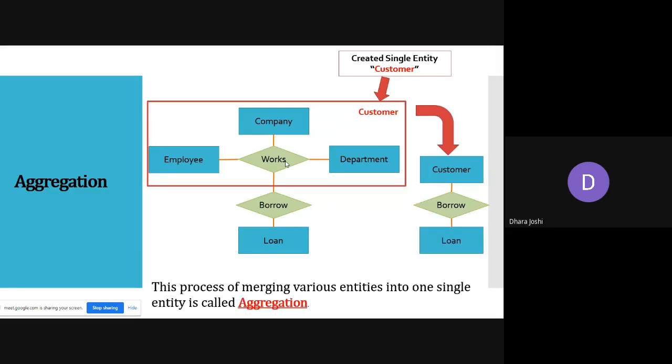The process of merging various entities into one single entity is called aggregation. Here we are merging these three: employee, company and department, and all of them work as customer, and the customer can borrow a loan. So this is the concept of aggregation.